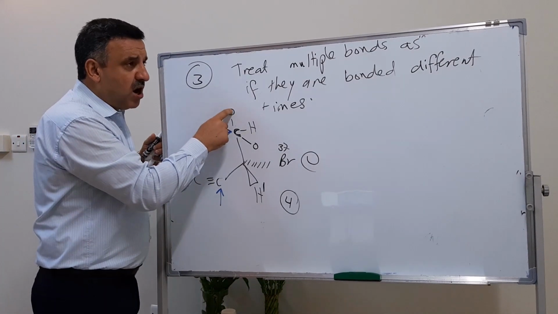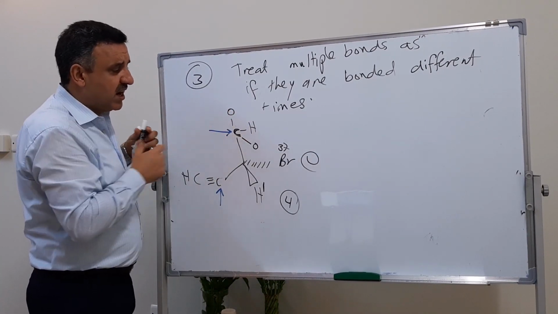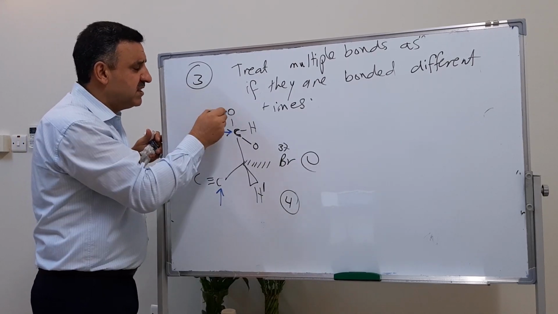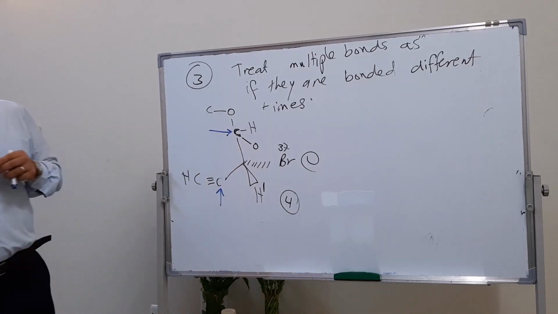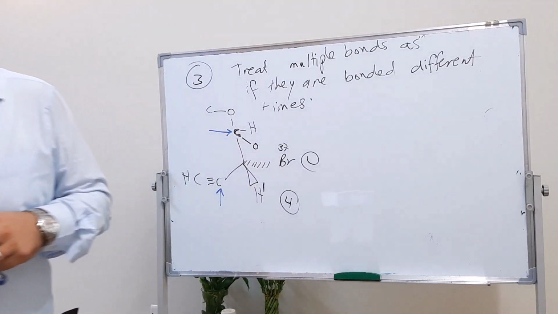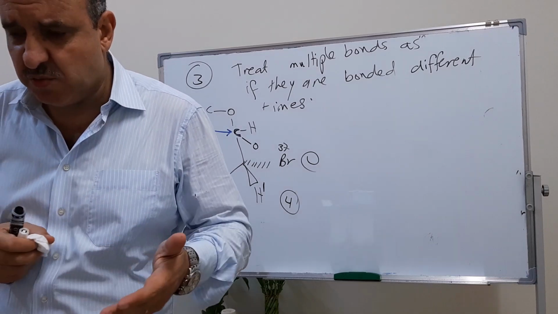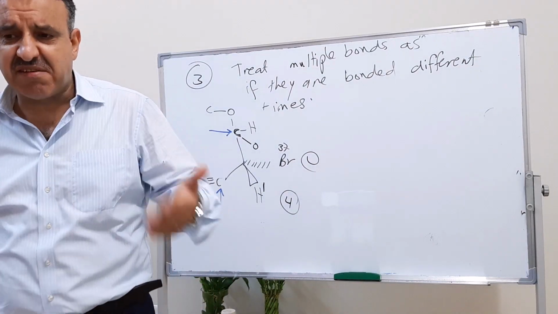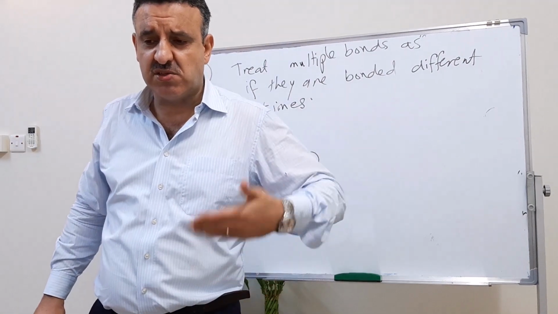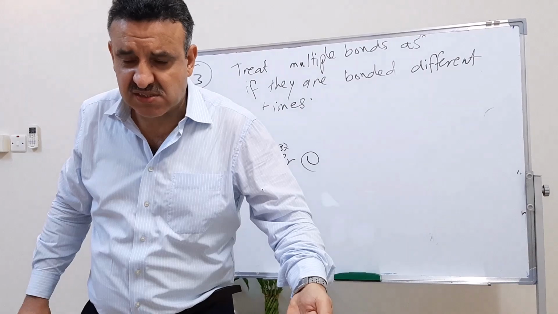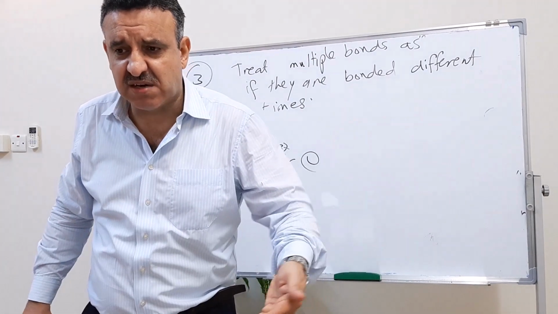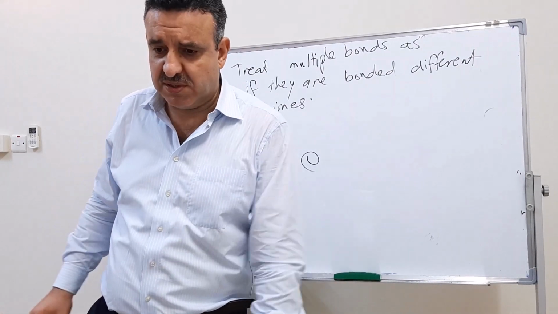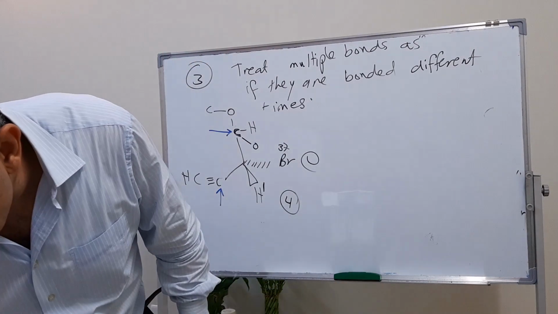Similarly, this oxygen was double bonded to the carbon, so I treat this oxygen as if it is connected to another carbon. This is how we treat and deal with multiple bonds. We deal with multiple bonds as if they are connected to the same atom, twice if it is double, 3 times if it is triple. These are actually the 2 cases. There is only double bonded or triple bonded. Clear, guys?